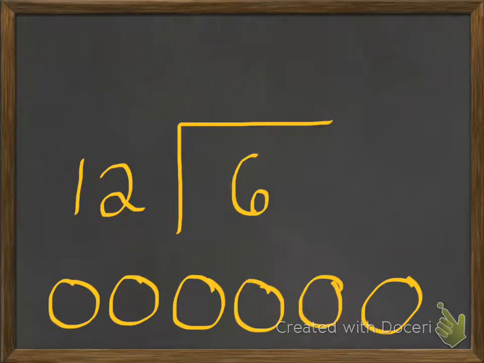Here my dividend is 6 and my divisor is 12. So I've got 6 divided by 12. Imagine you have 6 cookies and you're dividing them between 12 people. You have 6 cookies, and 11 of your friends are there with you. There's 12 of you all together, and everybody wants some cookie. So what are you going to do? Well, you're going to split the cookies in half.